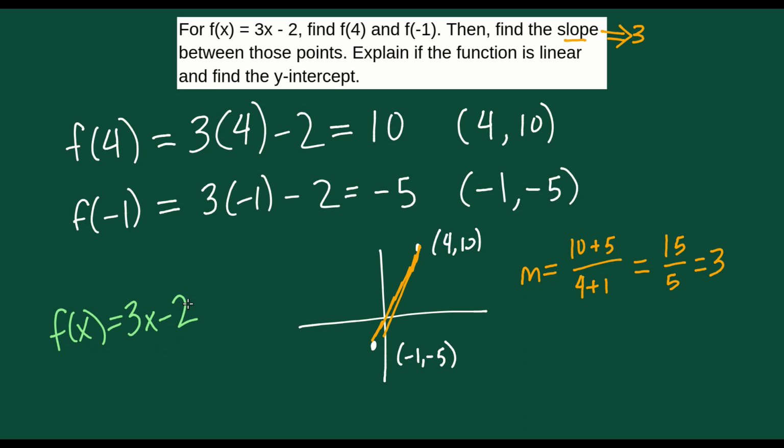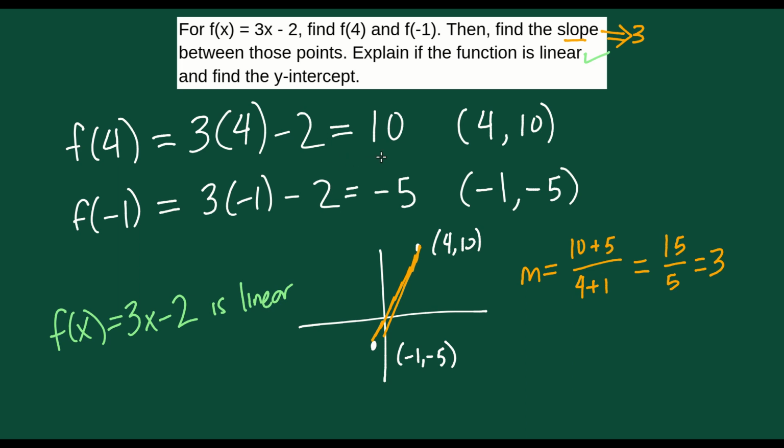And another way that you can know if it's linear is that the highest power in a linear function is 1. So there's an invisible 1 right here, right? 3x, the highest power of x is 1. So yes, this is linear. It is linear. And what is the y-intercept?